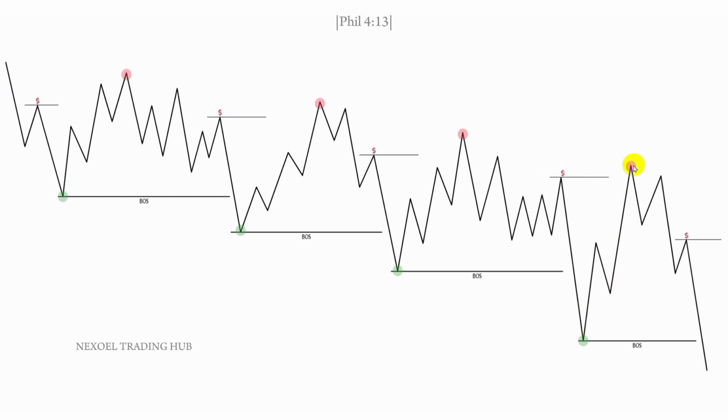And now we can see the pullback took out the inducement, which is the buy side liquidity, fell to the downside, took out the sell side liquidity, which is now our external range liquidity. So basically, this is just how to identify structure. We're going to look at a real-time chart example so that you can actually see this.